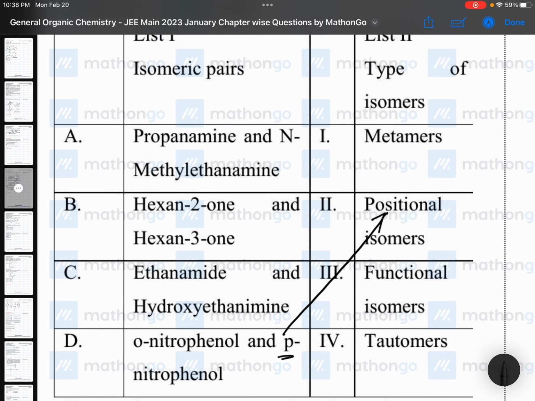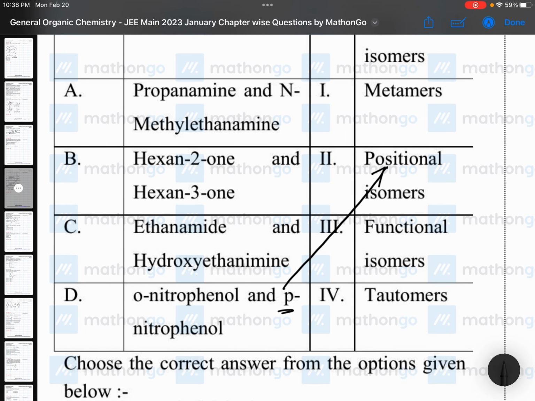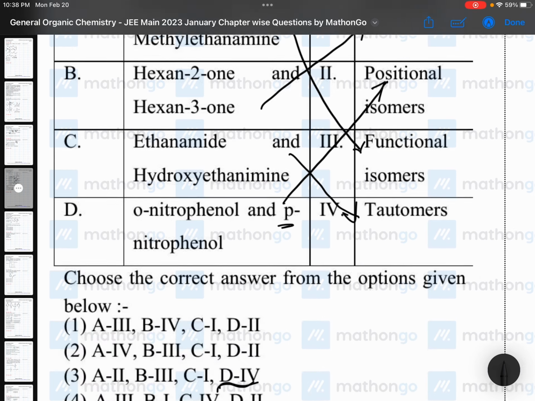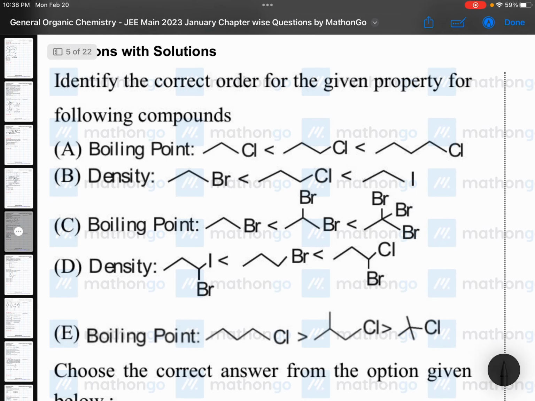Okay, now propanamine and N-methyl propanamine. Propanamine is a primary amine, N-methyl propanamine is a secondary amine, so you can call them functional isomers. Hexane 2-one, hexane 3-one, you can call them very comfortably as metamers, and ethanamide and hydroxyethanimine as tautomers. By knowing one answer, you can say the complete.